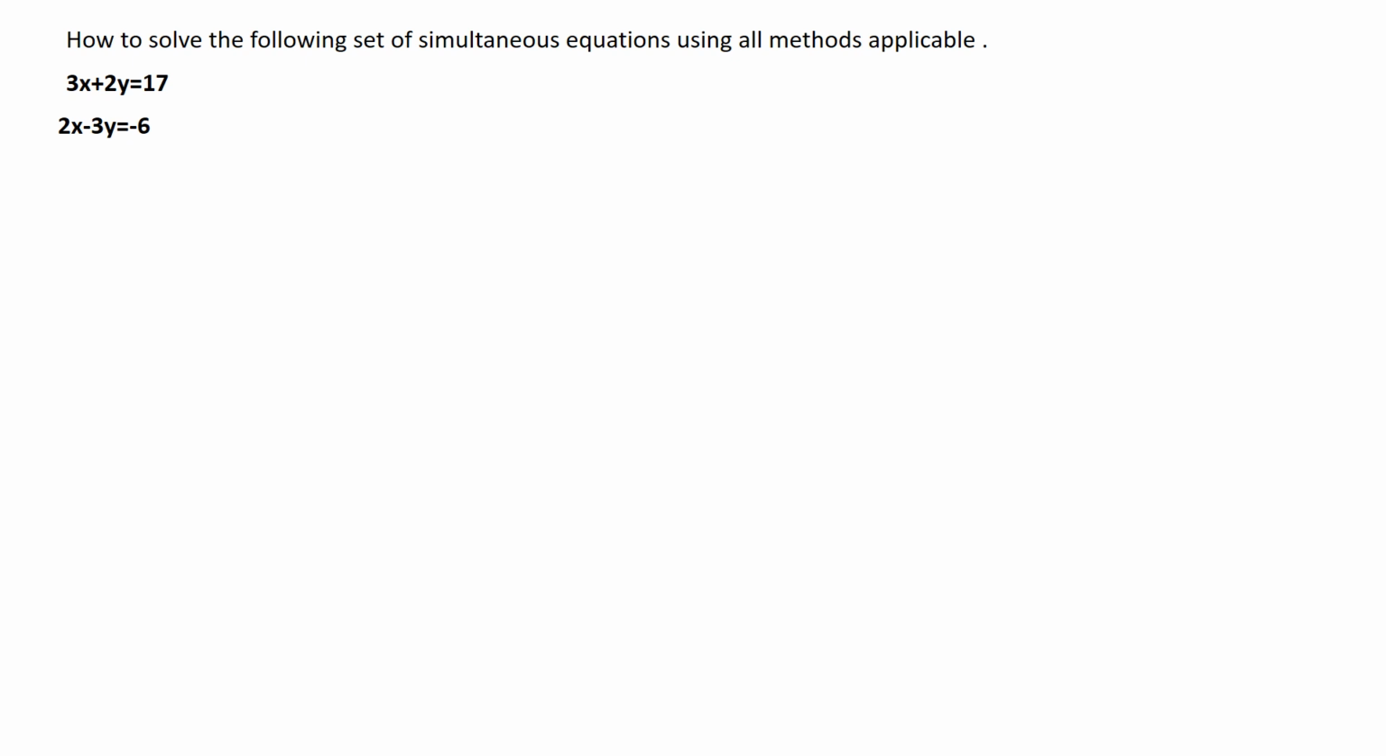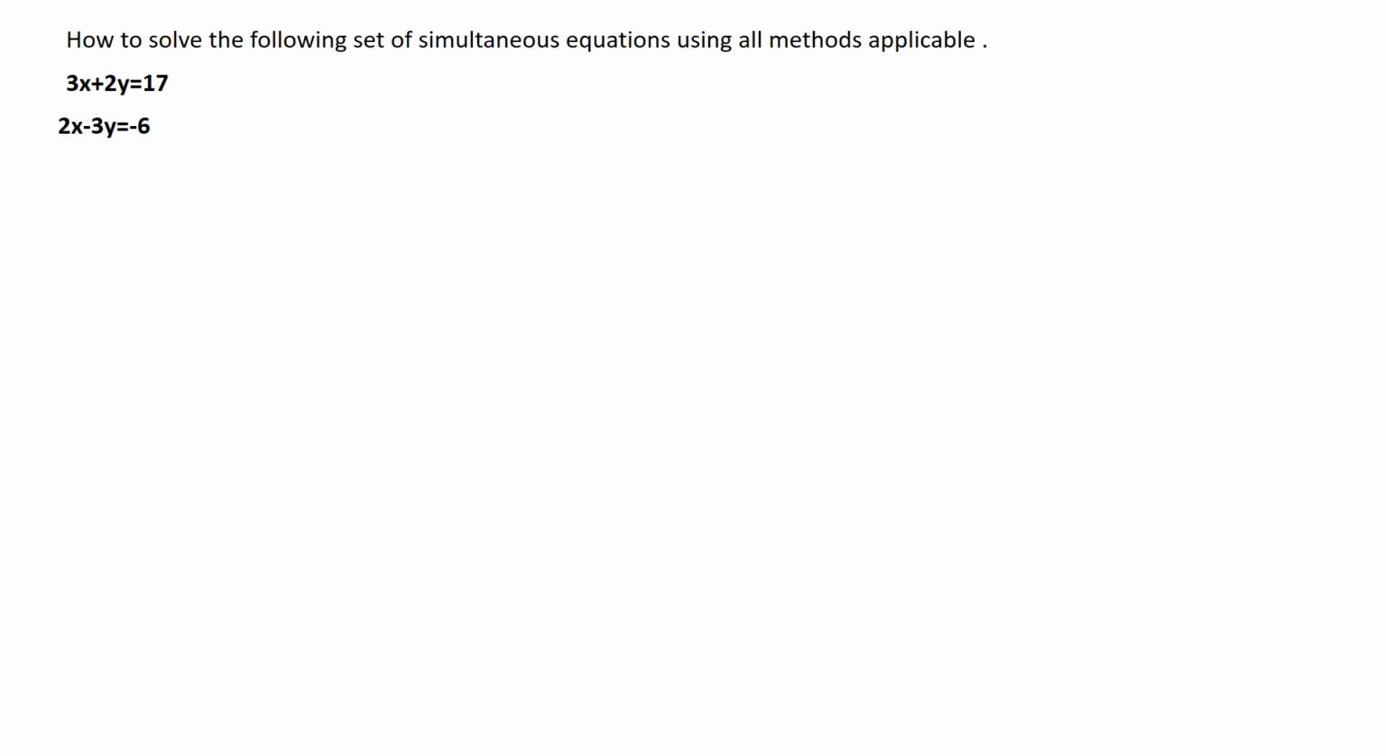In the elimination method, we just need to eliminate one of the unknowns. How do we do that? For example, we can decide to eliminate x first. How do we eliminate x? By multiplying the coefficient of x in the first equation with the second equation, and multiplying the coefficient of x in the second equation with the first equation.